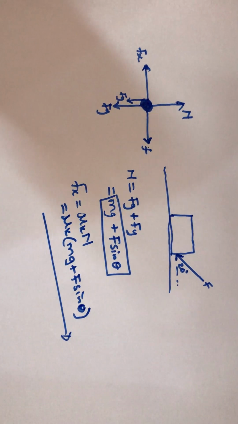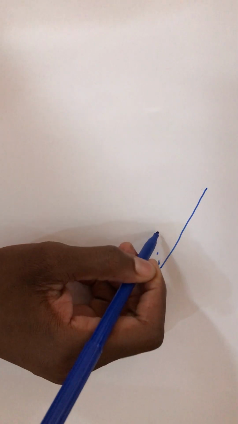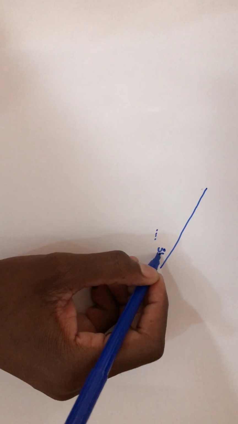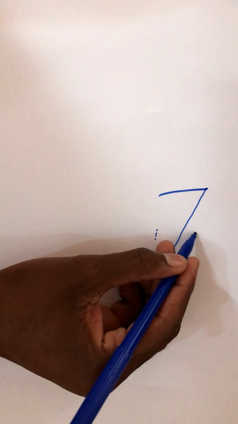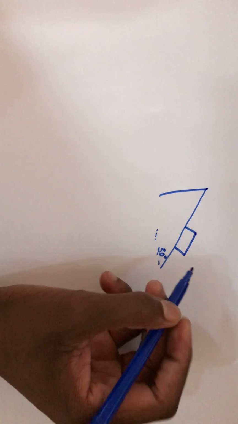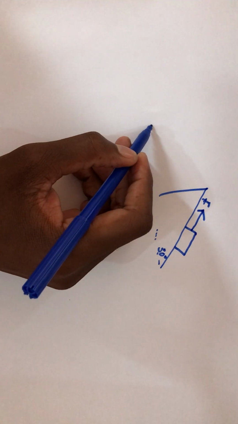Then let's move to the incline one. Let's say we have an inclined surface at an angle of 30 degrees. We have a box here. The box is going up, or the force is acting up the incline, so the box obviously is moving up the incline. Now, how are we going to calculate the normal force here? What we're going to do is draw a free body diagram.